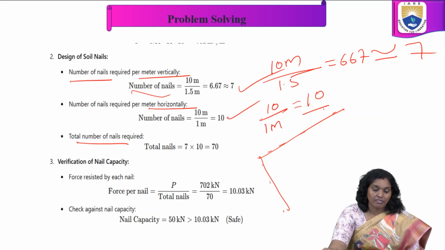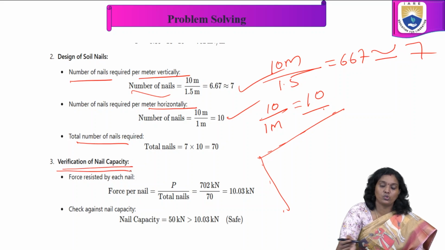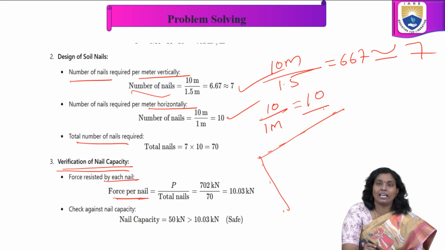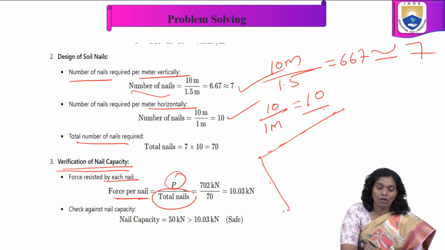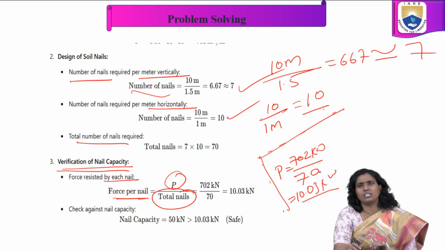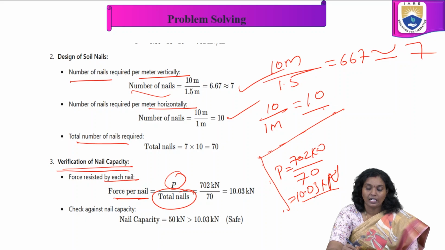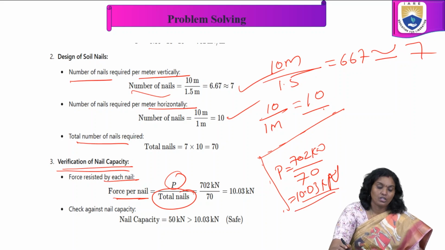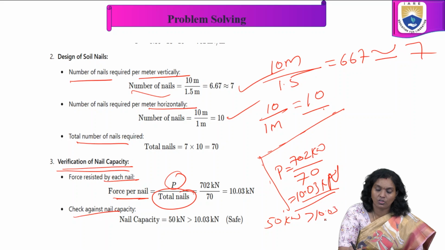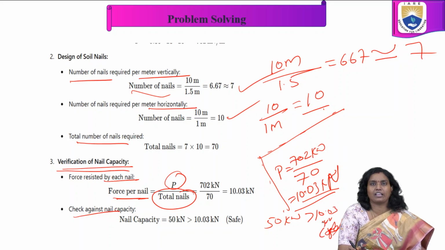Next is the verification of nail capacity. We choose the force resisted by each nail: force per nail is P divided by the total number of nails, that is 702 kilonewton by 70, so 10.03 kilonewton. Each soil nail is going to resist 10.03 kilonewton. Check against the nail capacity: the capacity of 50 kilonewton is greater than 10.03 kilonewton, which means it is in a safe condition.